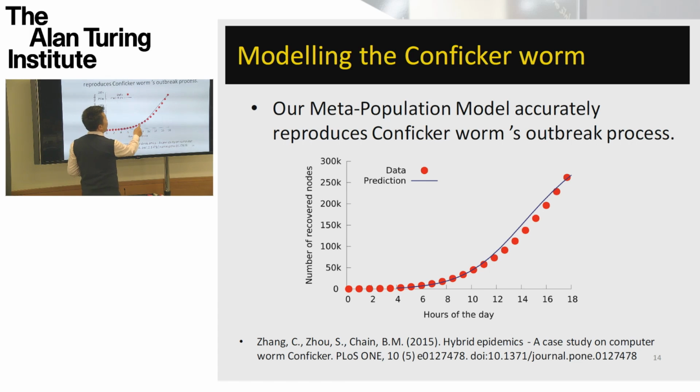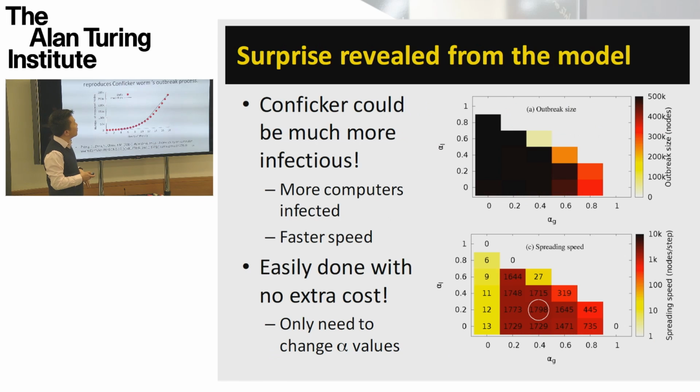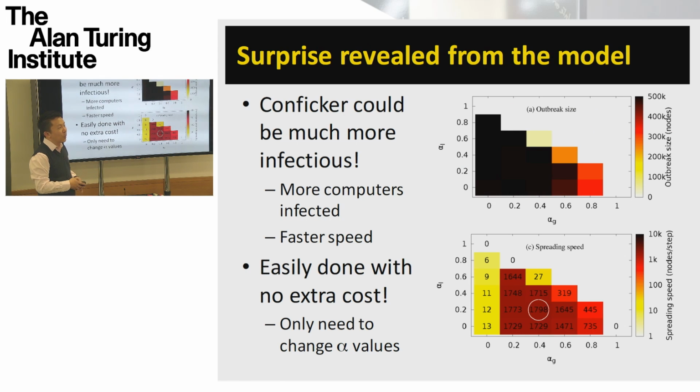These are the measurement dots. And this curve is a prediction by the meta-population model, using the parameter that we mentioned. So you can see, we can accurately predict, at each hour point, how many are going to be infected. So the model definitely works very beautifully here. Then we can examine the optimal trade-off there.